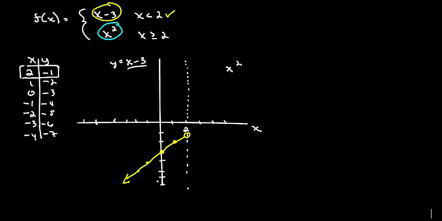We don't have to do anything else over here. Now notice that I put an arrow over here because this graph continues on forever in this direction. If I just stop my line, that's not correct. Also, I do not put an arrow over here because we do need to stop at this point.